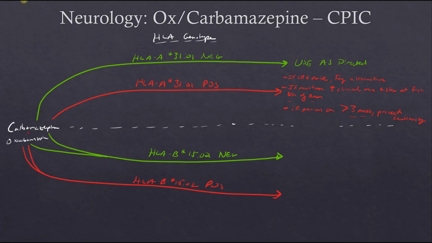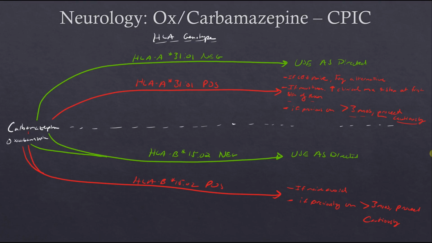Now, what about carbamazepine and oxcarbazepine and HLA-B? If you're negative, if you're not a carrier, you're going to use as directed, as we expected. However, if you're a carrier of *1502 for HLA-B, you're going to avoid it if you're naive. So if a patient hasn't been on it previously, they suggest you try a different type of anti-epileptic. But if they've been on it for greater than 3 months, similarly to what we saw in the previous recommendation with *3101, you can proceed very cautiously.